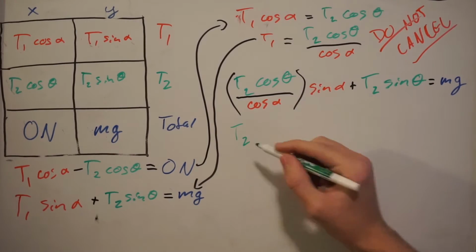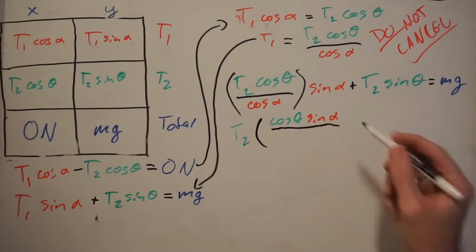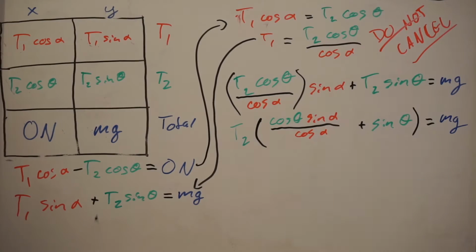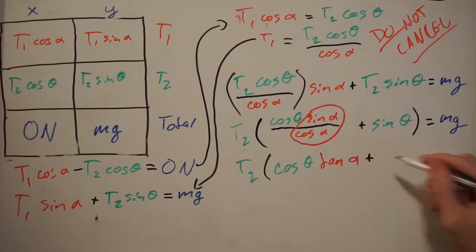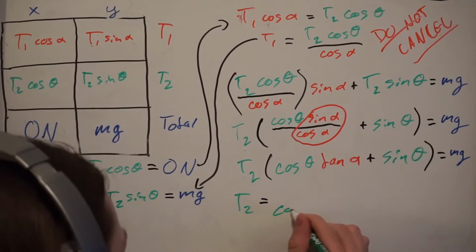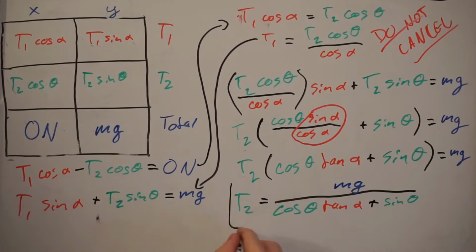So now we get T2 times cosine theta over cosine alpha times sine alpha. And I'm going to put that sine alpha in the numerator, if you don't mind. And then we're going to get plus sine theta equals mg. Now, this is where the fun stuff comes in. That cosine theta sine alpha over cosine alpha can be simplified to cosine theta times tangent alpha. So now we have T2 times cos theta tan alpha plus sine theta. We just divide that over and we get T2 equals mg over cosine theta tangent alpha plus sine theta.